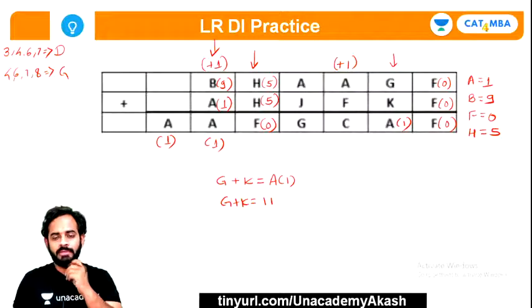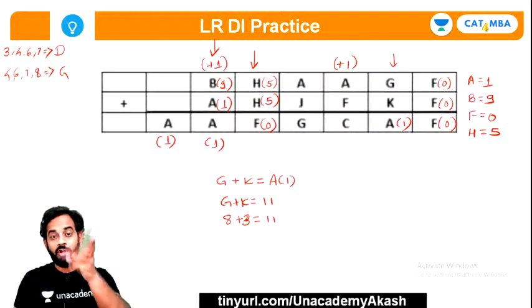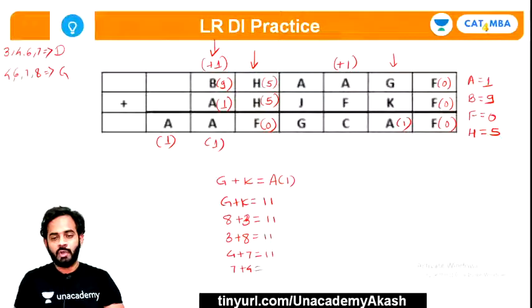Can you tell me? Quickly tell me. One possibility. First possibility is 8 plus 3 is 11. This is the first possibility. Very good. 8 plus 3 or 3 plus 8, both the possibilities are there. Next possibility is 4 plus 7 is 11, or 7 plus 4 is also 11.